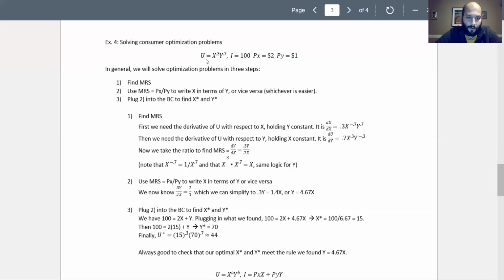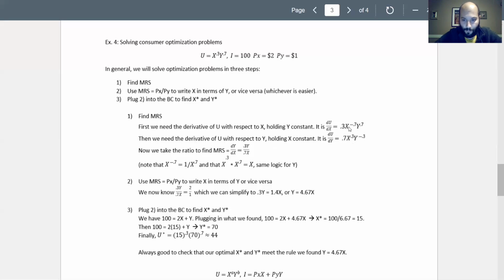Now we need to take our derivative with respect to y. In this case, x to the 0.3 is our constant, so that's coming along. We've got x to the 0.3, and then we bring down the 0.7. y to the 0.7 minus 1 is a negative 0.3. So we have 0.7 x to the 0.3, y to the negative 0.3. And if you have any questions on how I got these derivatives or anything, just let me know.